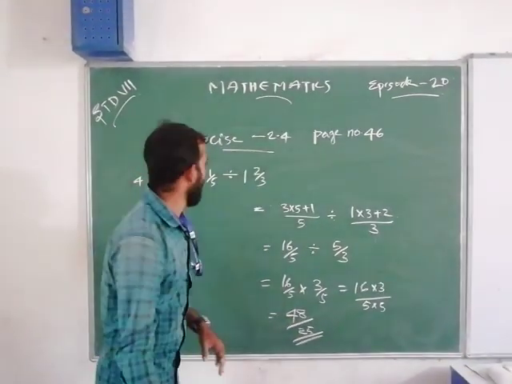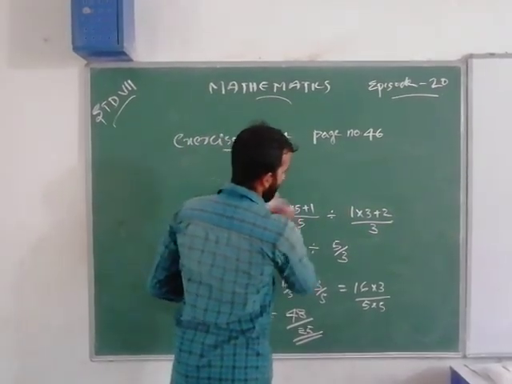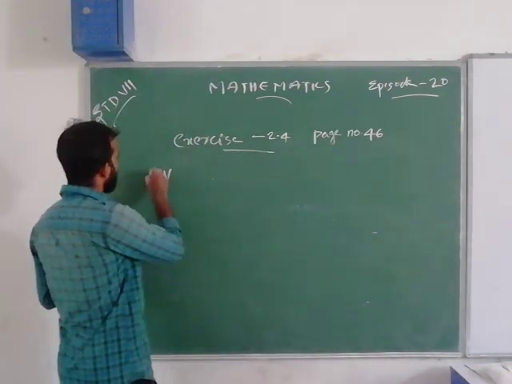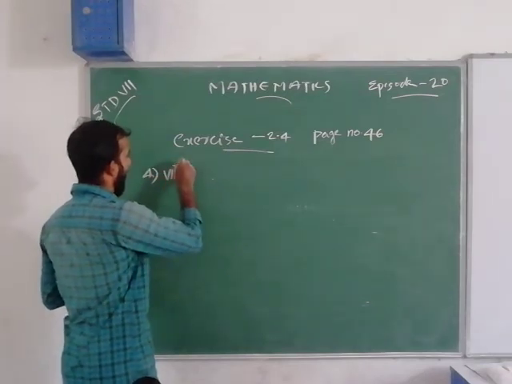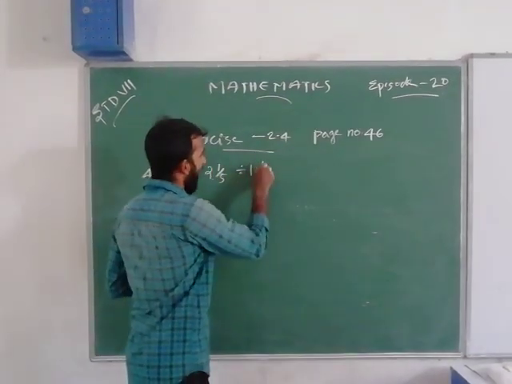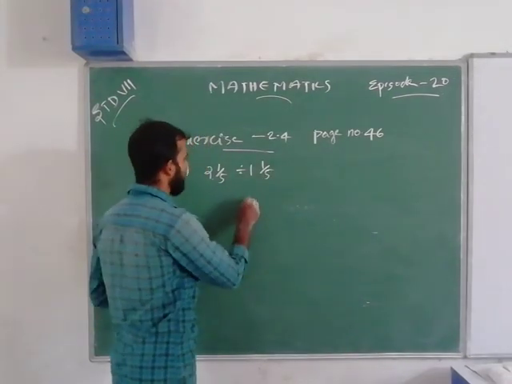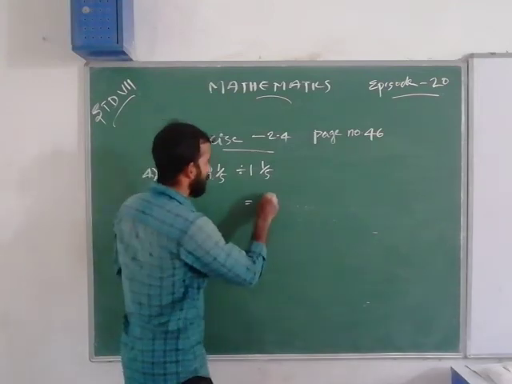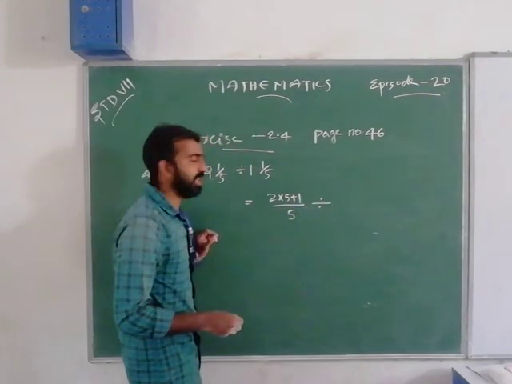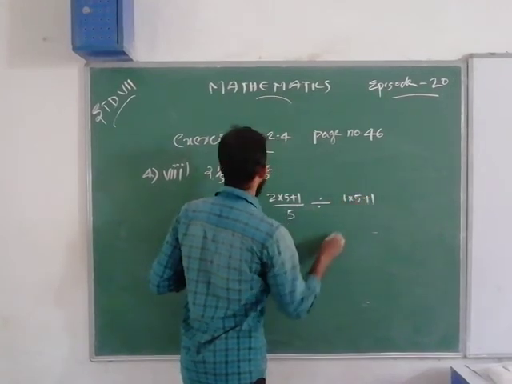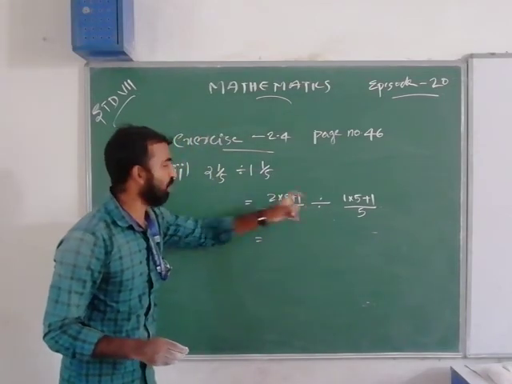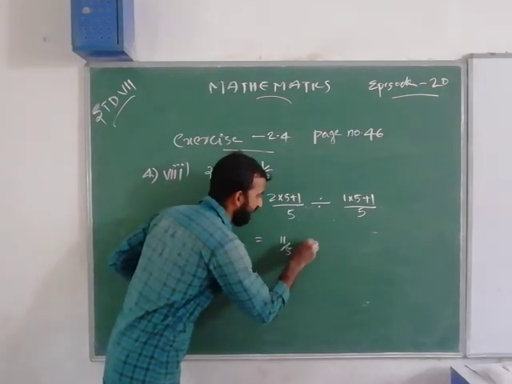And the last question is the 8th question: 2 and 1 by 5 division 1 and 1 by 5. Here we can write 2 and 1 by 5 means 2 into 5 plus 1 divided by 5. Here also, 2 into 5, 10, 10 plus 1, 11. 11 by 5 division 1 and 1 by 5.